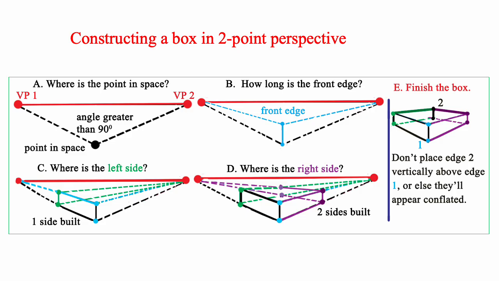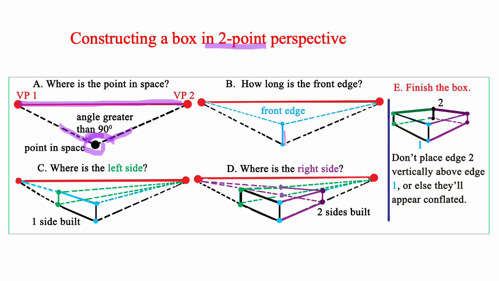Let's draw a box in two-point perspective. So first draw the line and identify the two vanishing points. Then pick a spot in space and connect it to each vanishing point. This angle should be more than 90 degrees so that your perspective doesn't look distorted.